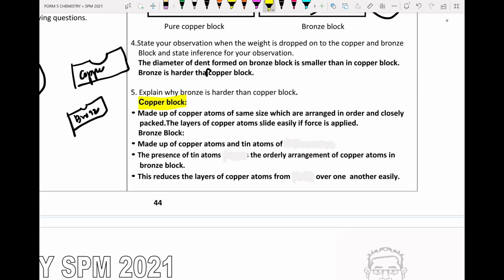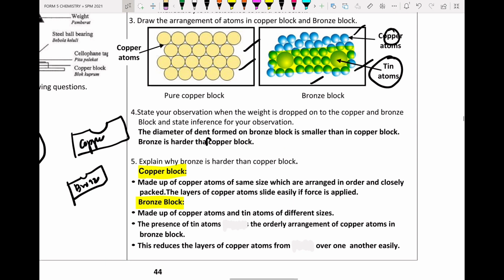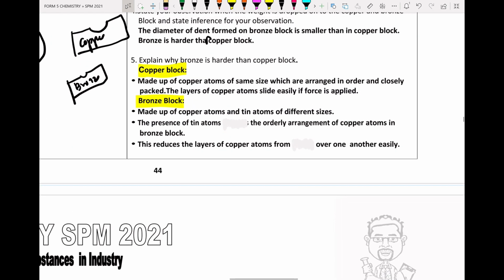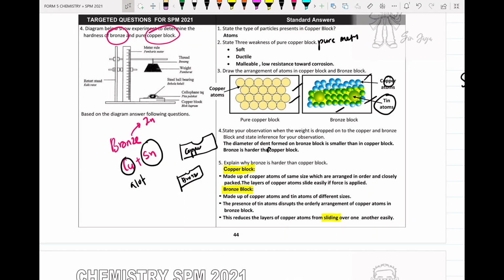Now we go for bronze block. Bronze block is made up of copper atoms and tin atoms of different sizes. We can see here the size is totally different. Then the presence of tin atoms disrupts the orderly arrangement of copper atoms in bronze block. This prevents the layers of copper atoms from sliding over one another easily. So we will get full marks. Please study, please do more questions.